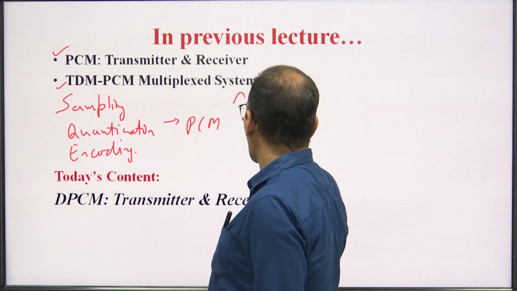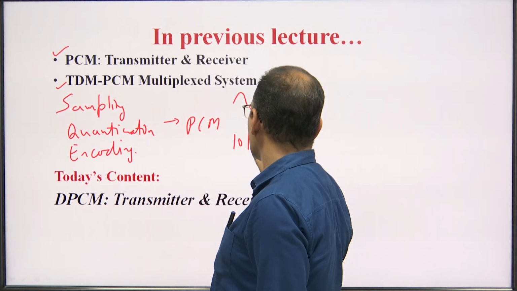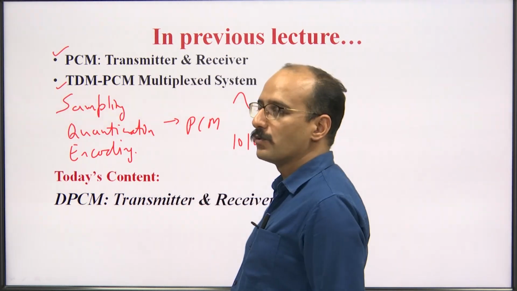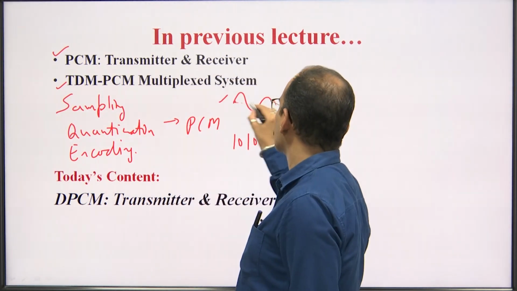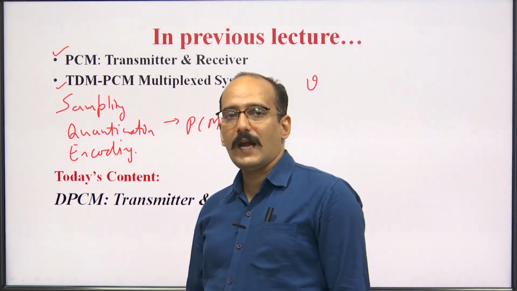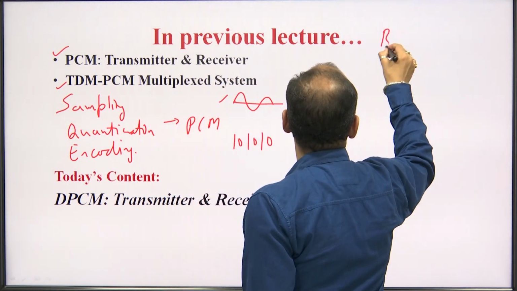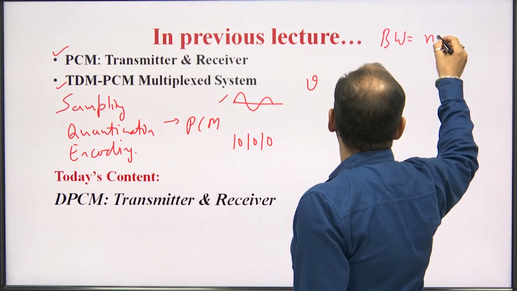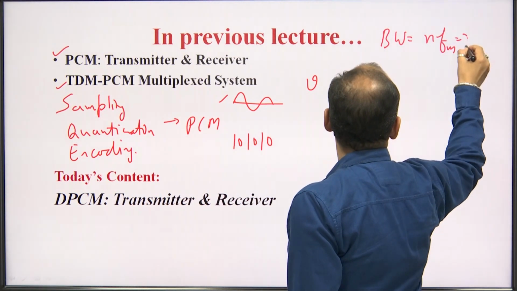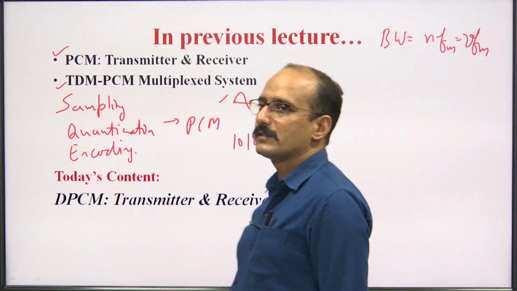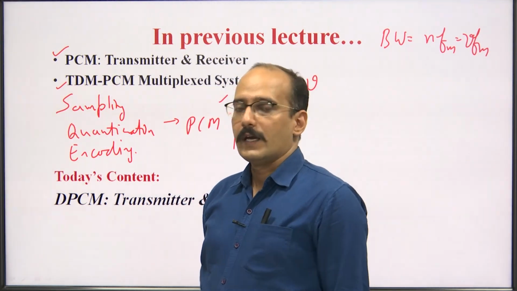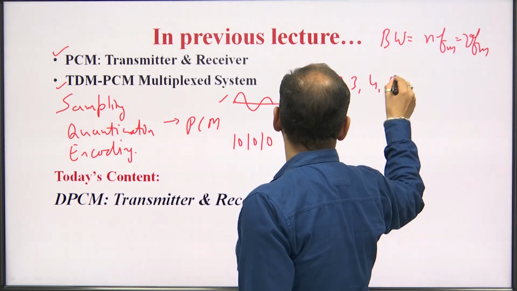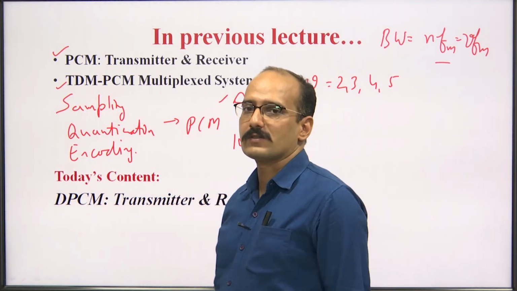This means the analog signal will be converted into a 1010101 form of digital signal, where n bits can be used to represent this analog signal. I also told you the bandwidth of the pulse code modulation system is n fm, where fm is the frequency of the analog signal. It means if the number of bits increases from 2, 3, 4, 5, the bandwidth also increases.